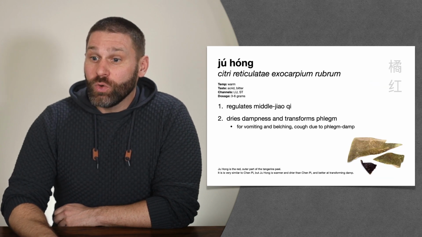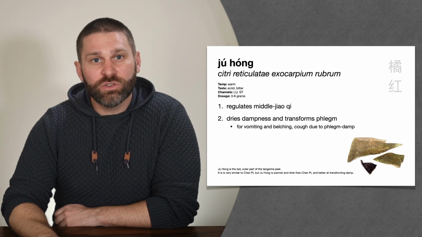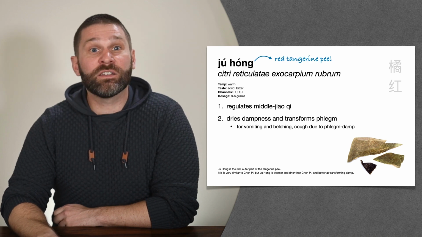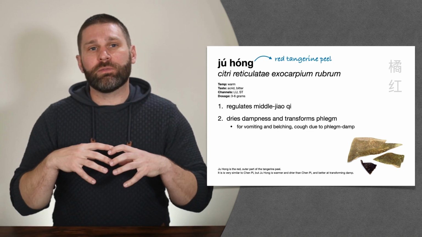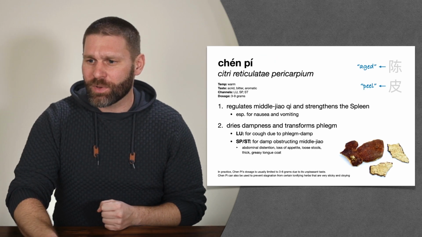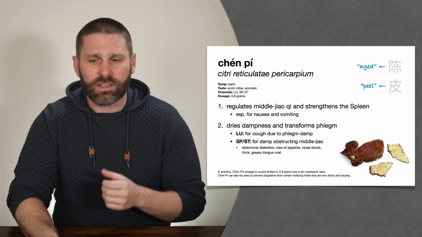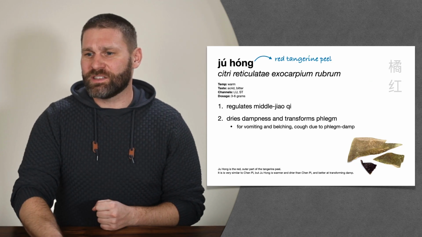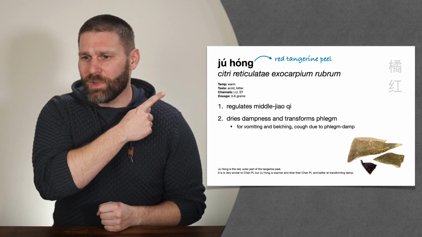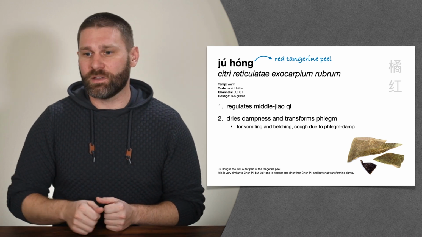Next is Juhong, Citri reticulati exocarpium rubrum. This is red tangerine peel. This is specifically the outer layer of the tangerine. So with Chen Pi, when we looked at that picture, you can see there's the peel, but then when you flip it over, there's that white stuff in there too, because it's the entire peel. With Juhong, it's just that outer layer, the red part, without that white stuff in the middle. You can maybe think that exocarpium refers to the outer layer and rubrum means red.